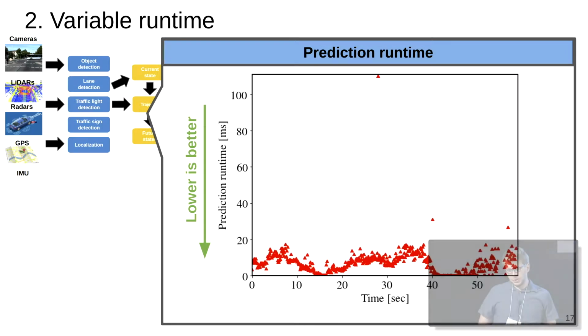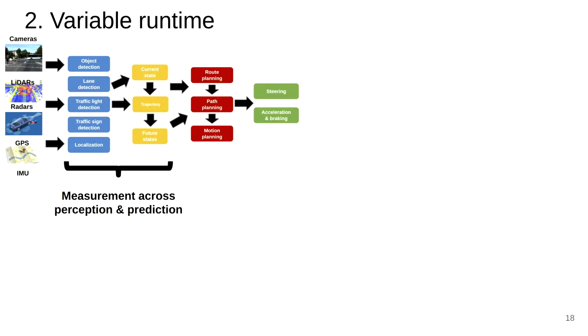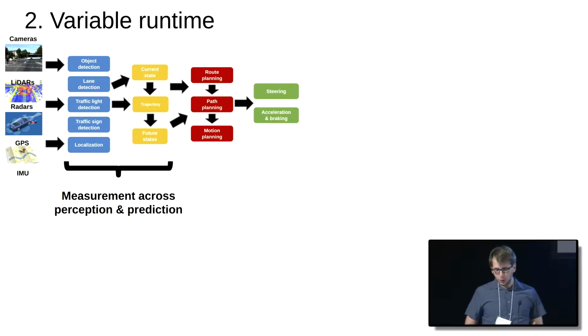And what we found out is that prediction usually takes around 20 milliseconds, but then there are some big outliers, and in this instance, there is one instance when prediction took longer than 100 milliseconds. And that's enough to miss your end-to-end deadline. And what makes matters even worse is that things add up, like compose.